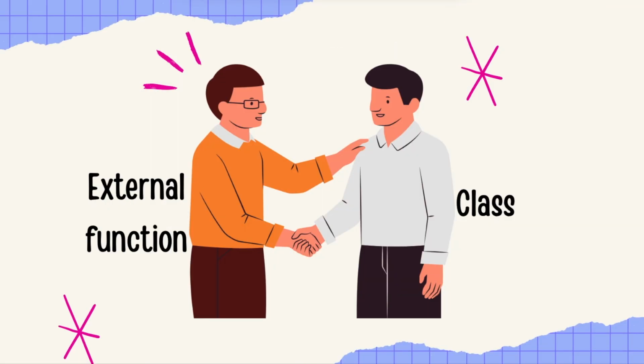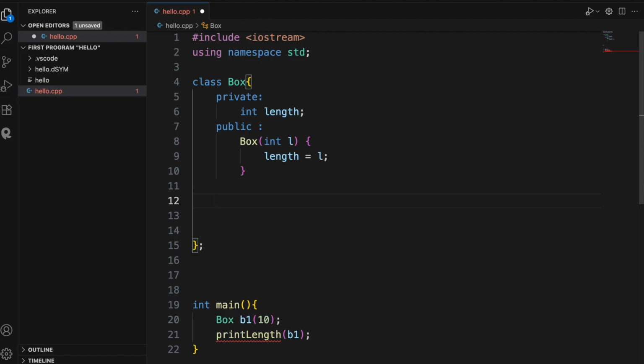What is a friend function? A friend function is not a member of the class, but it can access the class's private and protected members. Think of it as a special guest who gets access to private stuff. Let's see how we define and declare a friend function.